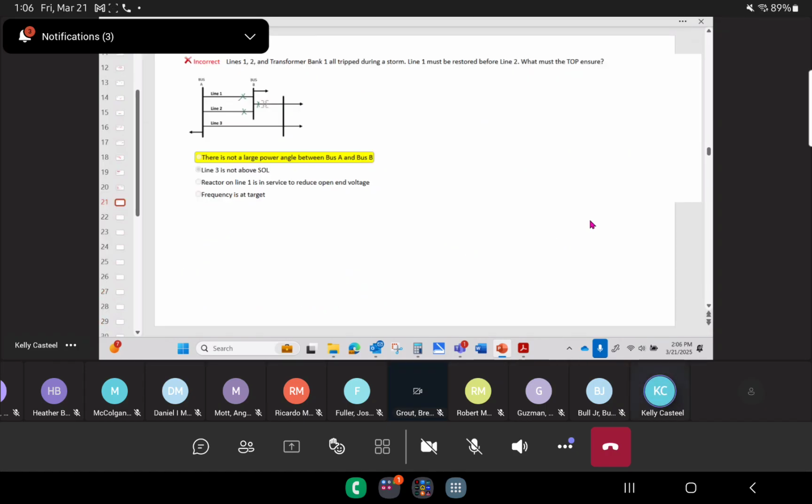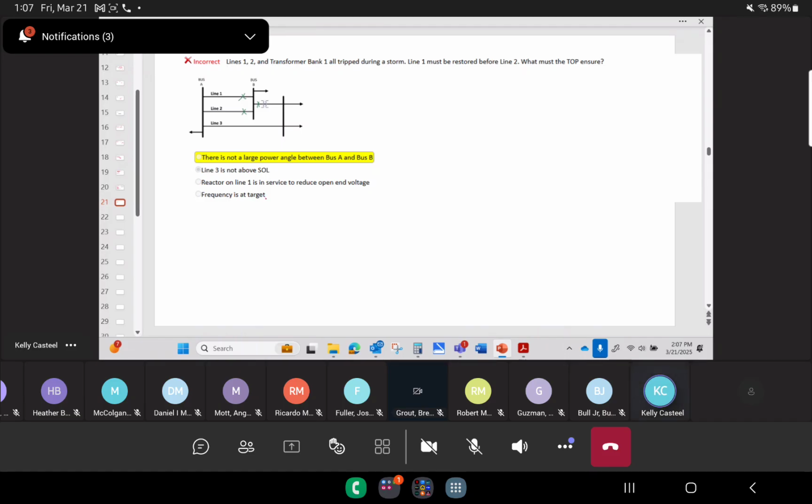Let's look at this one. Had lines 1, 2, and transformer bank 1 all tripped during a storm. Line 1 must be restored before line 2. What must the TOP ensure? And I'm kind of going to start from the bottom and work my way up. I mean, this one's highlighted as being the correct answer.